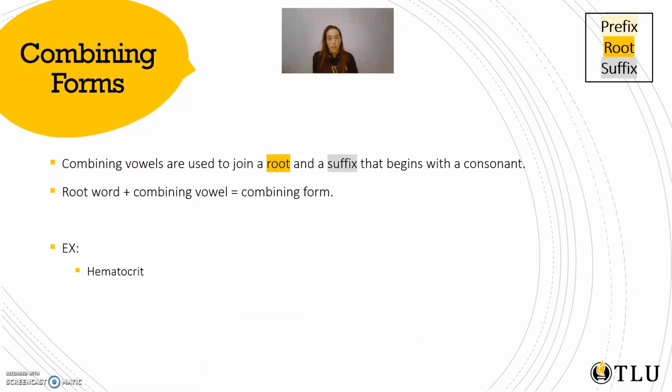Some words have combining forms, which is a combining vowel after a root word. So combining vowels are used to join a root word and a suffix that begins with a consonant. And that's kind of confusing, so I've added some examples.